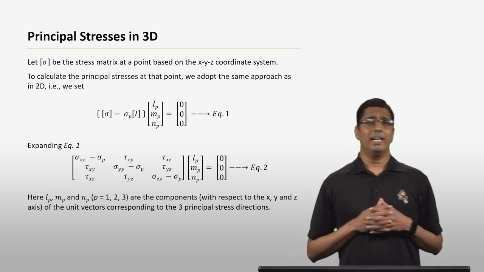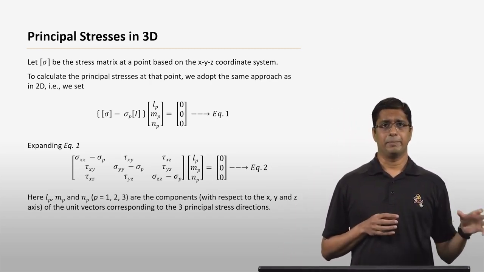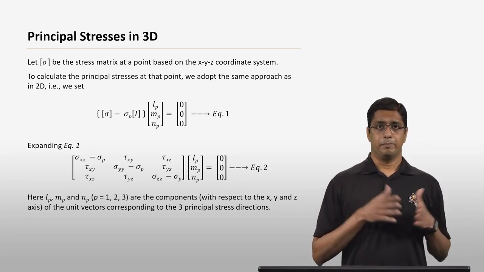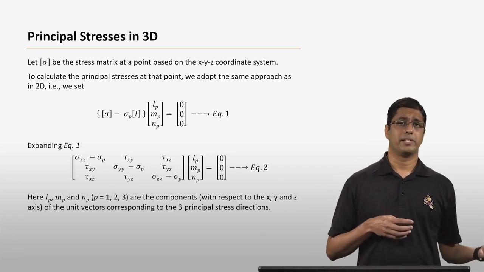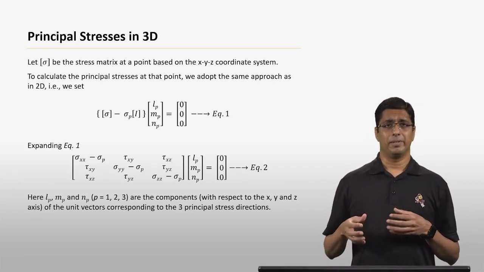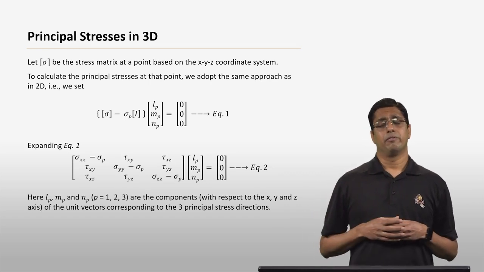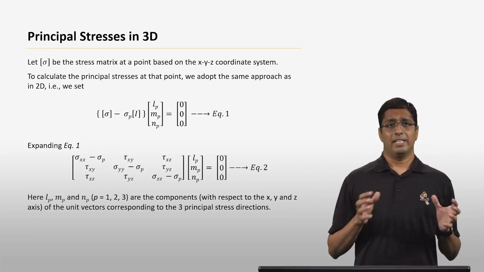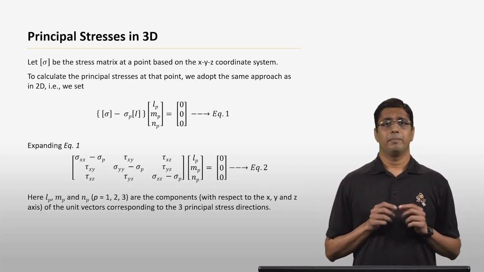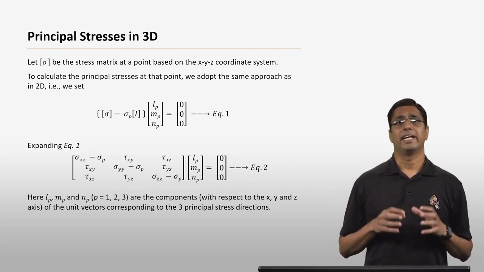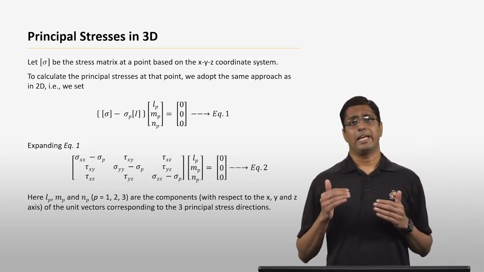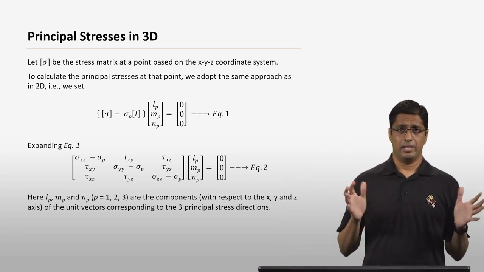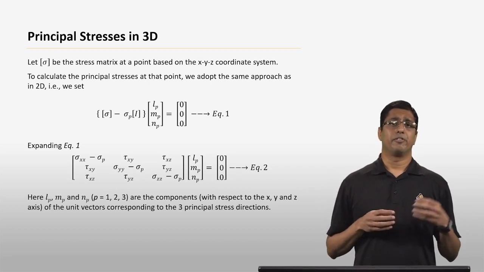Okay? So let's start with the stress matrix at a point, sigma, in the XYZ coordinate system. And the method that we are going to use for finding principal stresses in 3D is going to be very similar to the approach that we took for the 2D stress transformations and 2D principal stresses. So we start by setting (sigma minus sigma p times I), where I is the identity matrix, times (LP, MP, NP) equal to 0. This is the equation that we use for finding sigma p.